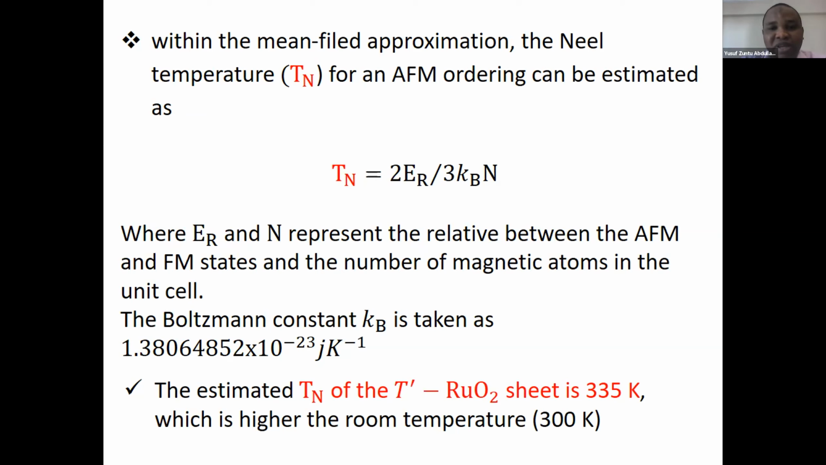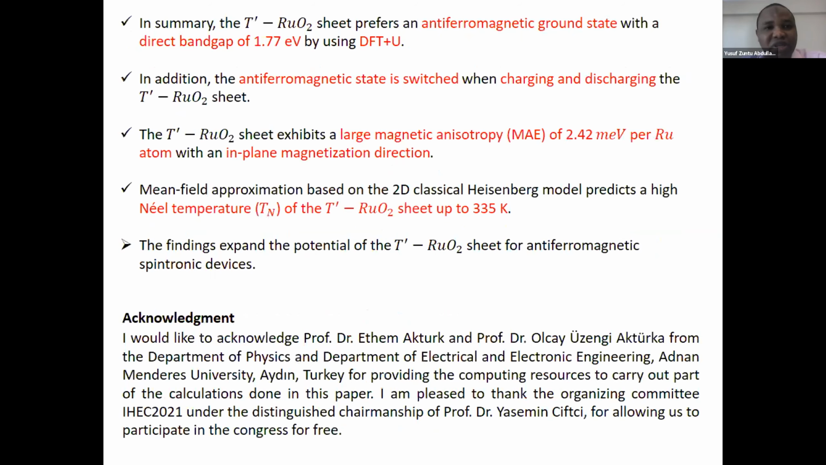So we hope that this has given an idea on how these materials can be used for spintronics. In short, in general, I think this distorted ruthenium dioxide can be used for spintronics.